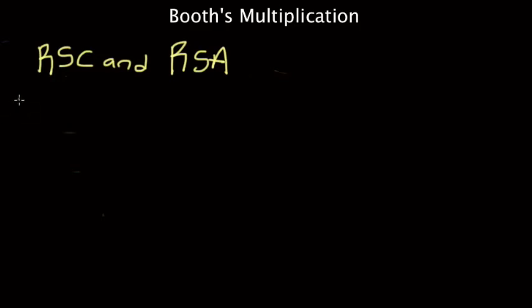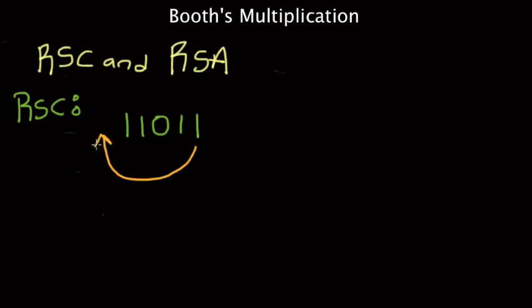So what is the right shift circulant? It's basically moving binary numbers in a circle. So just imagine you have the number 11011 and you want to make a right shift circulant out of this. So what do you do? All you just need to do is make a circle. You bring the last bit and take it here to make it the first bit. That is all you need to do.